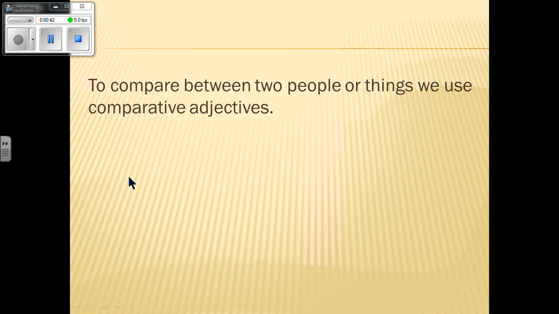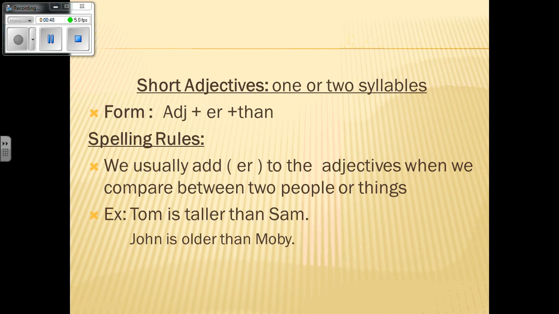If I want to compare between two people or things, we use comparative adjectives. How can we form the comparative adjectives? Number one, in the short adjectives, what are the short adjectives? They are the adjectives that contain one or two syllables. What is the syllable? I want you to say the adjective slowly and see how many parts you can cut the adjectives into. For example, the word tall.